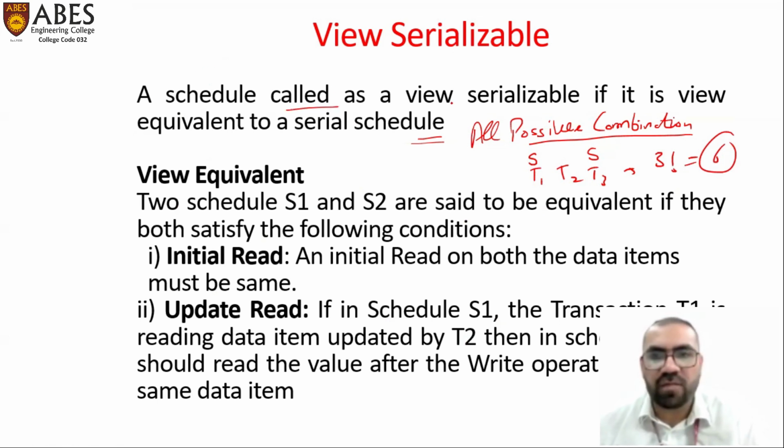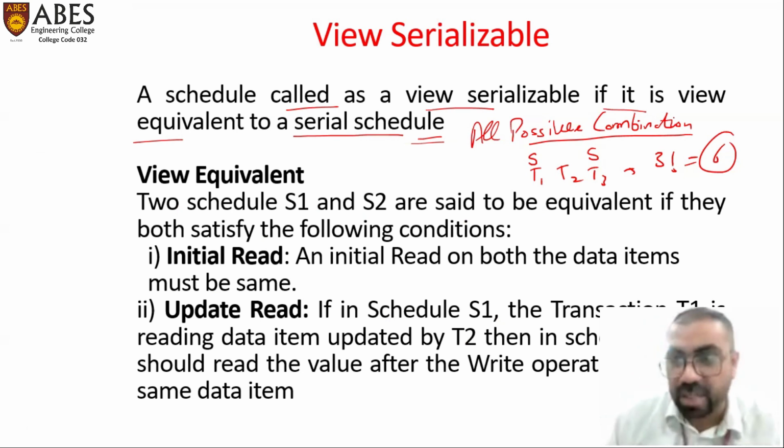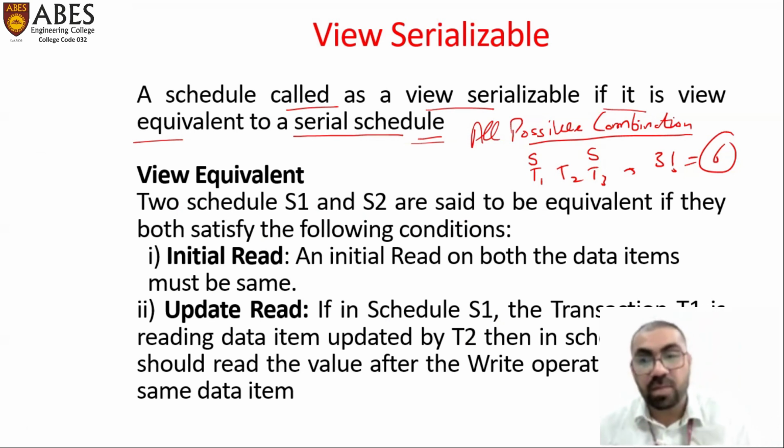A schedule is called view serializable if it is view equivalent to a serial schedule. So what we are going to discuss is how to find a view equivalent of a serial schedule. Now, how do we find a view equivalent? If we have two different schedules with n number of transactions, we have to look for the data item. There can be one data item, two data items, three data items, but the important point is to look for the same data item.